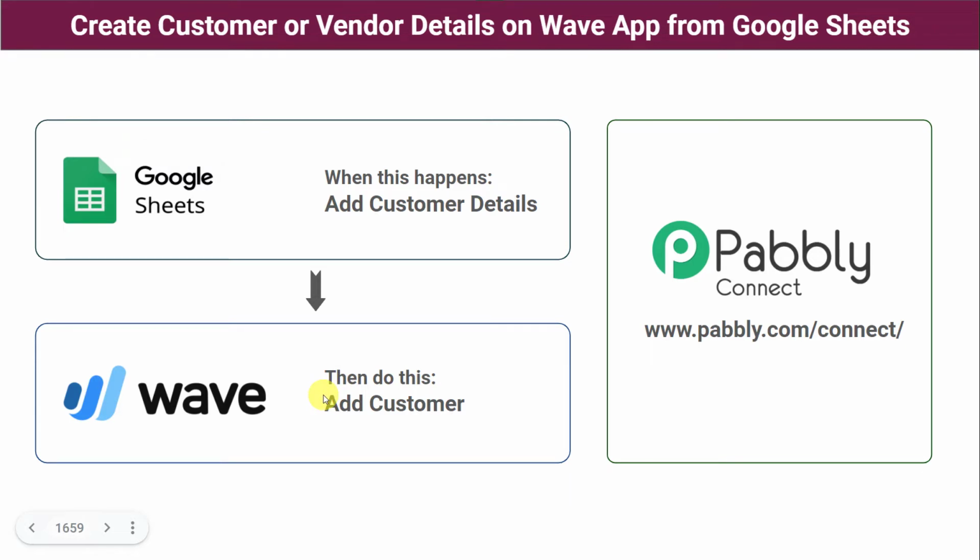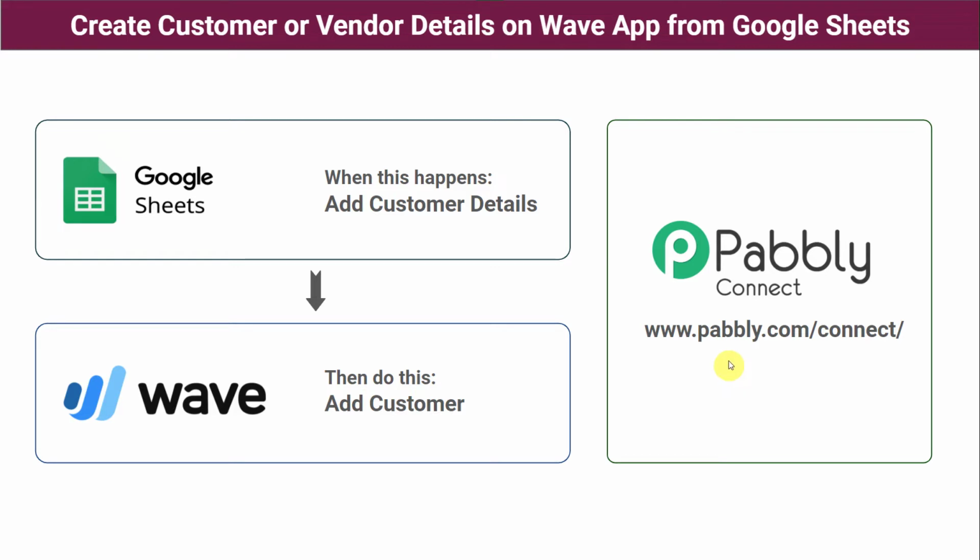But here the question is how to do this, because there is no direct integration or connection between Google Sheets and Wave. So for establishing a connection between Google Sheets and Wave, we are going to use a software application named Pabbly Connect. So basically, Pabbly Connect is an automation and integration software which will help us in integrating Google Sheets with Wave automatically. The best part here is it doesn't require any coding skills or programming knowledge. Even a non-technical person can use this software very easily.